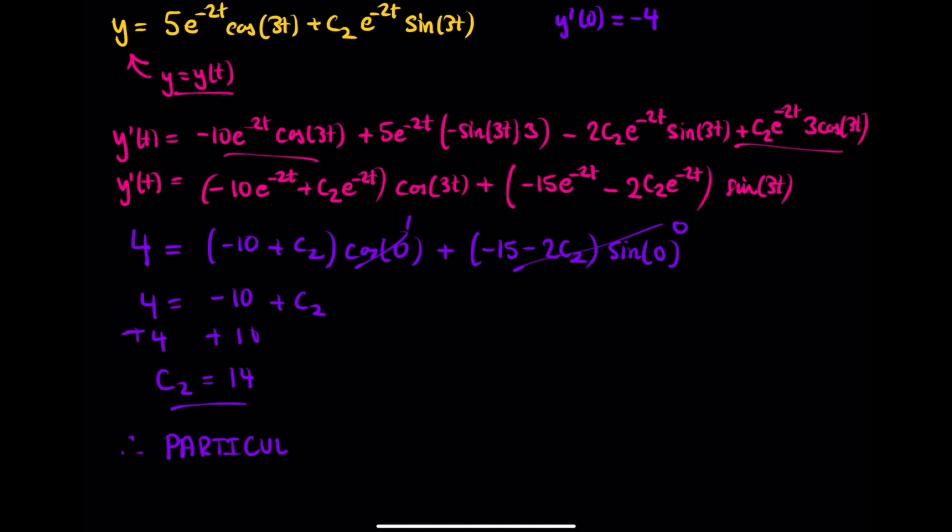So therefore, your particular solution is y equals 5e to the minus 2t cosine 3t plus 14 e to the minus 2t sine 3t. And that is your answer.